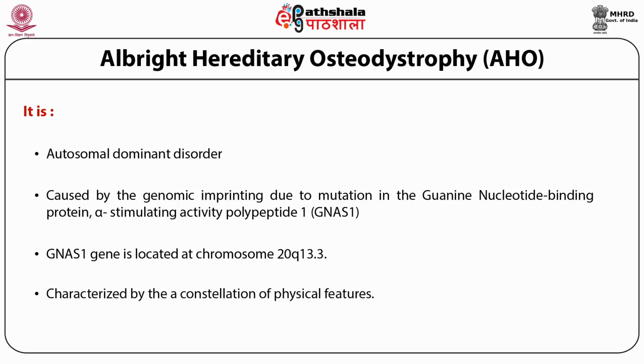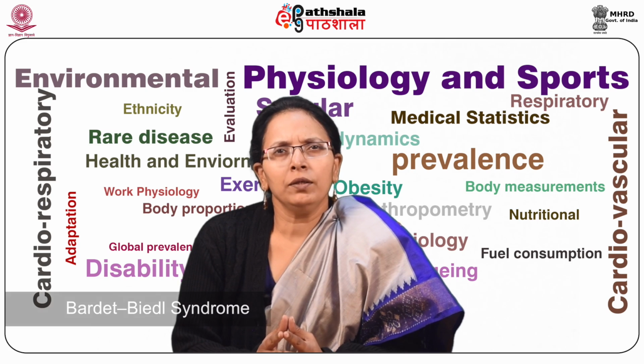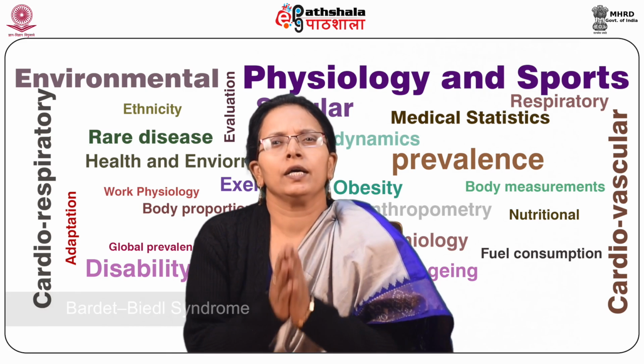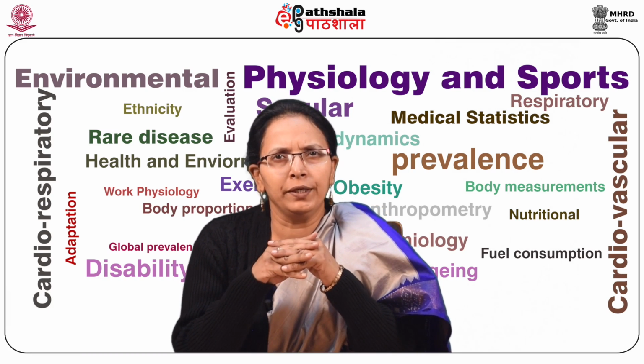It is characterized by a constellation of physical features which include short stature, subcutaneous calcification, brachydactyly, osteoma cutis, obesity, rounded faces, hypocalcemia, increased serum parathyroid hormone level, and parathyroid hyperplasia, and in some cases, developmental abnormalities. The Bardet-Biedl syndrome is another example of genomic imprinting.